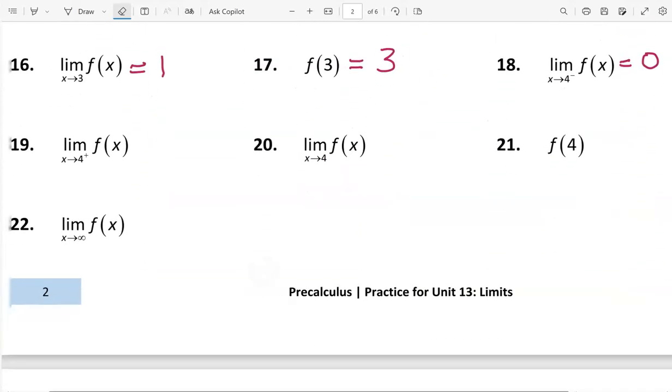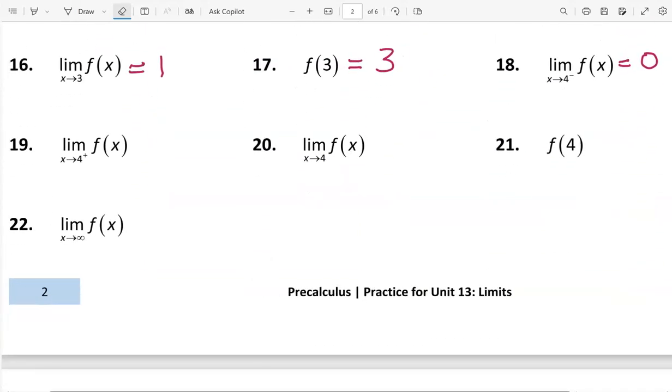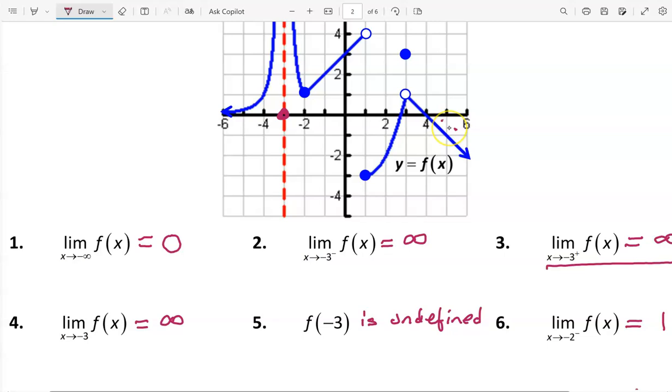And now, in number 19, we are looking for the limit as x approaches 4 from the right of f of x. So I'm going to get on the graph and approach x equals 4 from the right side of x equals 4, and note that the y values are also approaching 0.